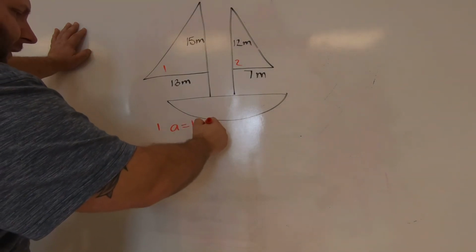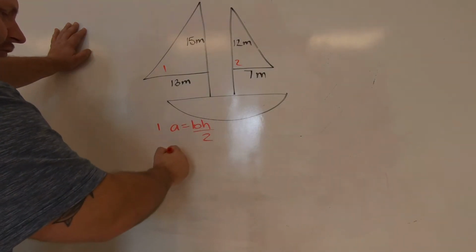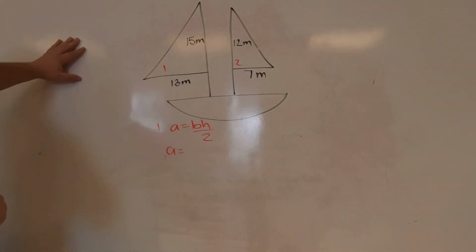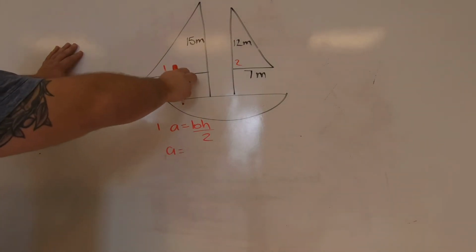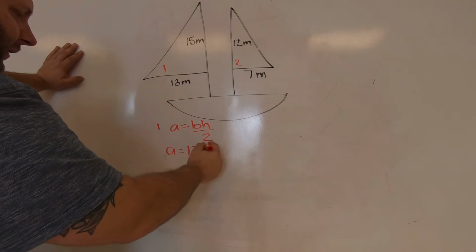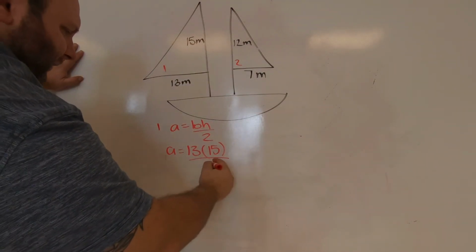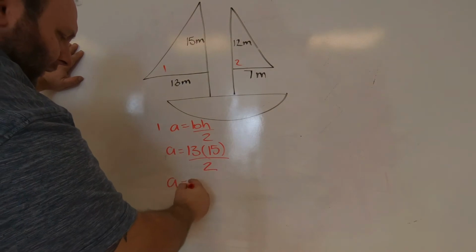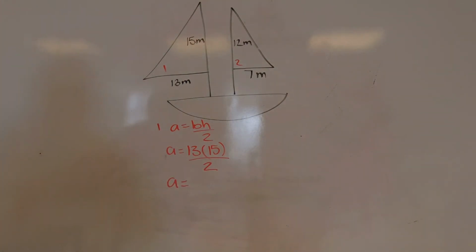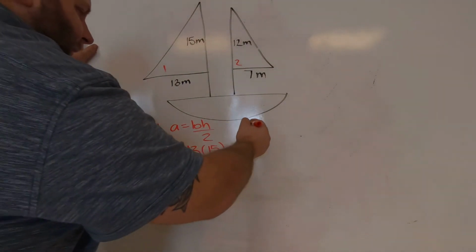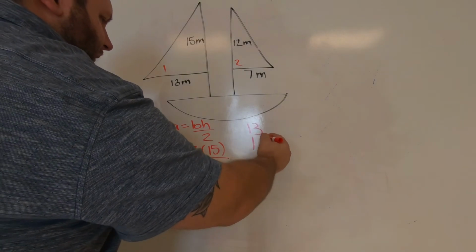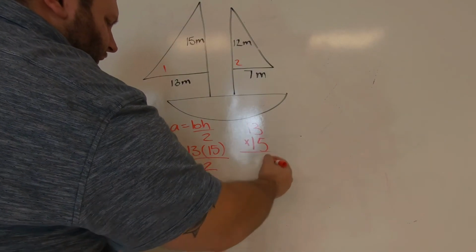We know our formula for finding area of a triangle. It's base times height divided by 2. If we look at the triangle here, the base is 13 and the height is 15. And we need to make sure whatever that answer is, we divide it by 2. Now again, maybe you can do that in your head, but if you can't, no calculators here. Go over and do it aside.